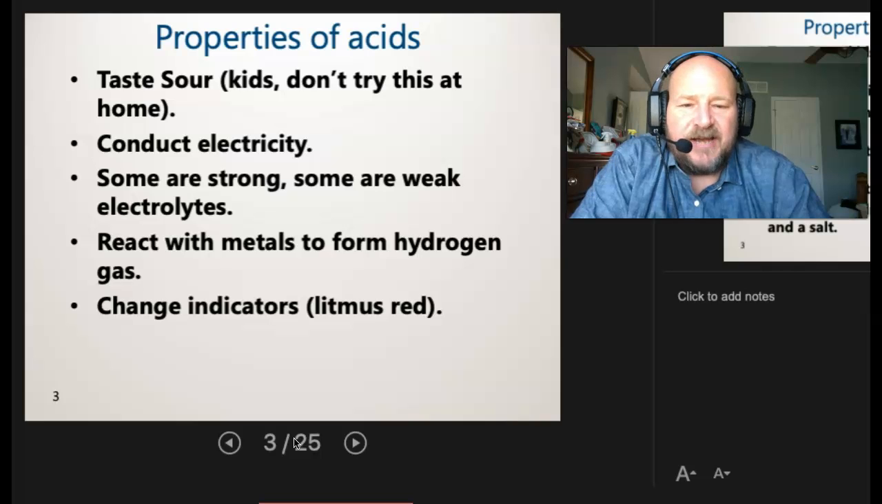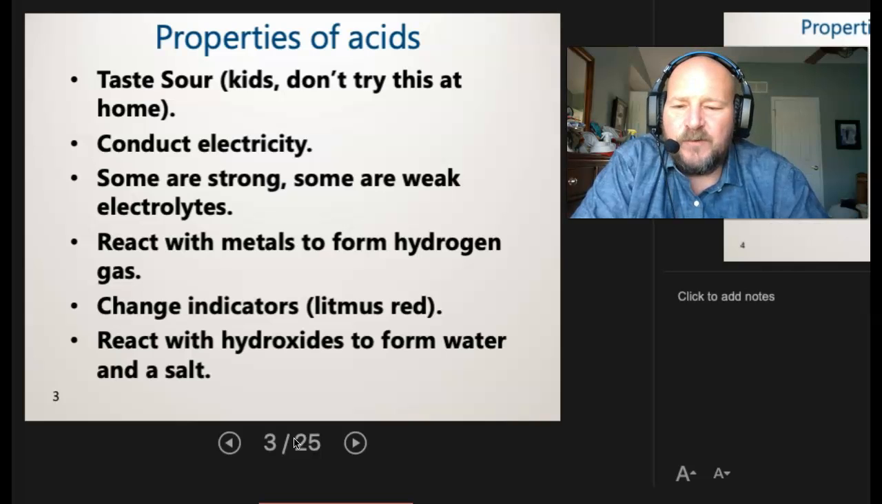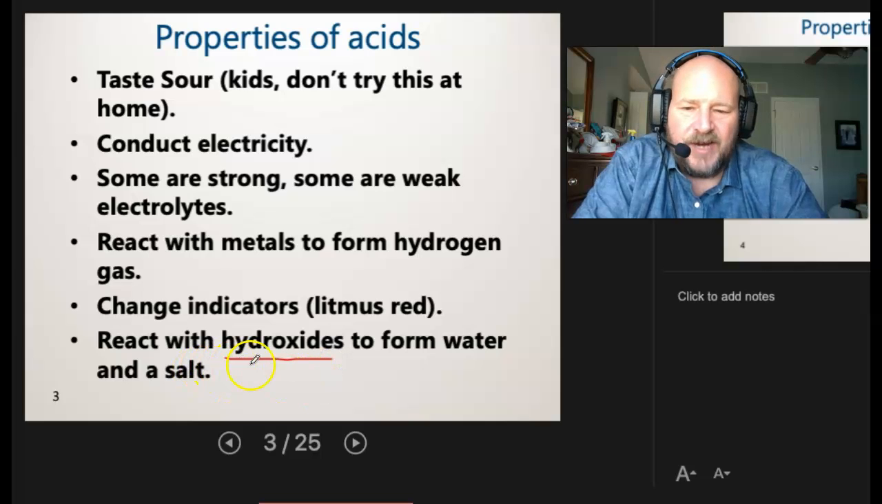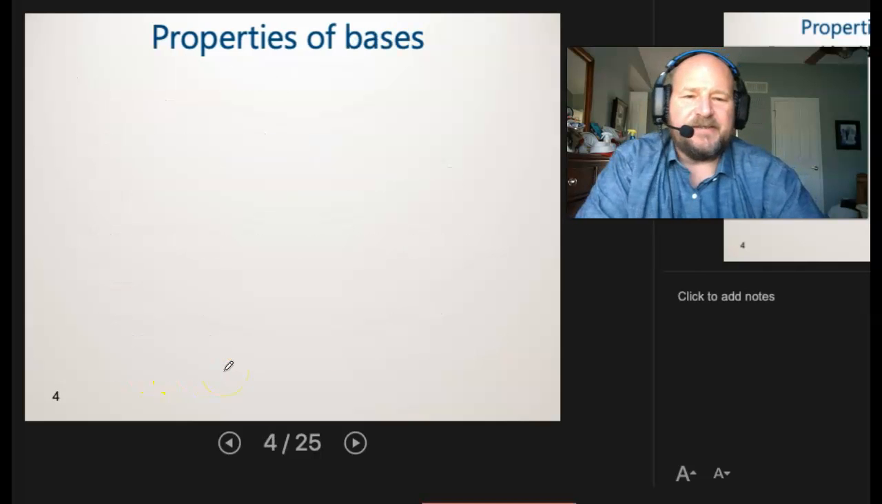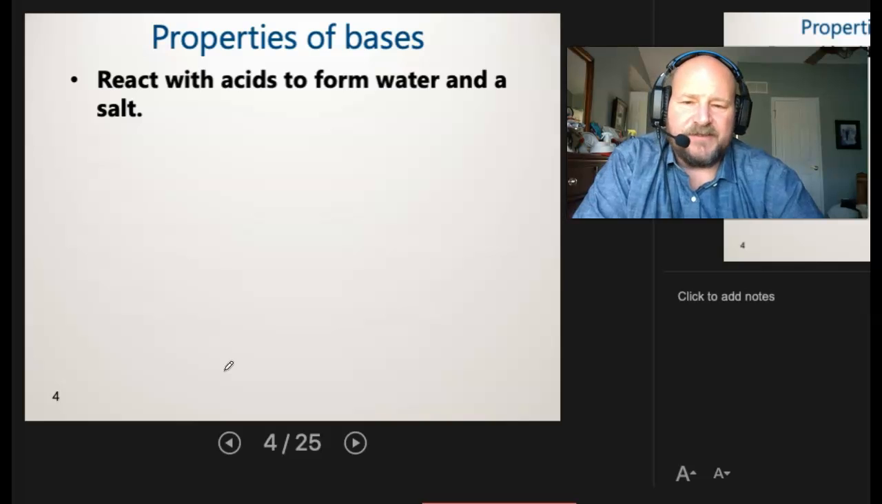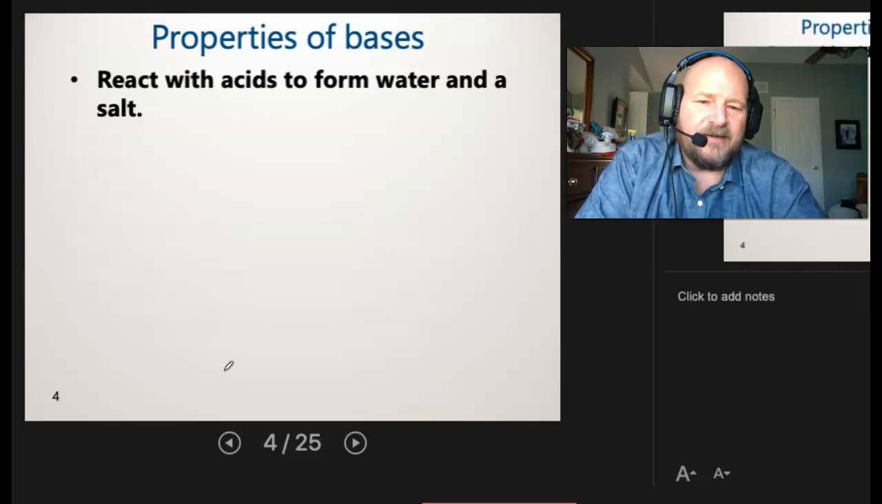They will change indicators. Typically we use litmus paper, and litmus paper will turn red in the presence of an acid. And of course we'll say they react with hydroxides to form water and a salt. And of course hydroxides means bases. So acids will react with bases to form salt and water. Now some properties of bases. They react with acids to form water and salt, just like acids react with bases.